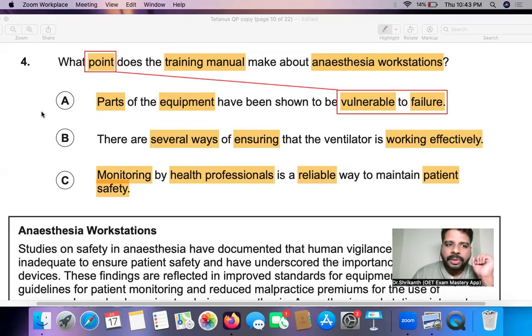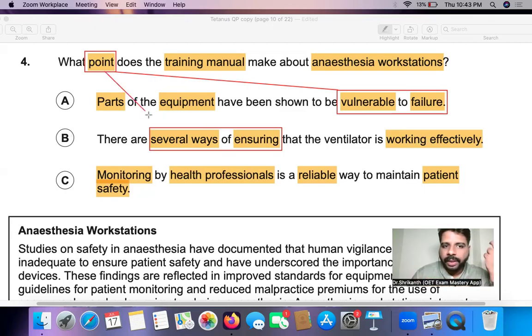Now, what is answer option B telling? There are several ways of ensuring that the ventilator is working effectively. So over here, there are two verbs, working effectively, but the more appropriate word over here is ensuring. So several ways of ensuring, that is the verb over here. This is the main focus. This point is telling there are different ways to confirm whether it is working properly or not. So you have to identify the main verb over here.